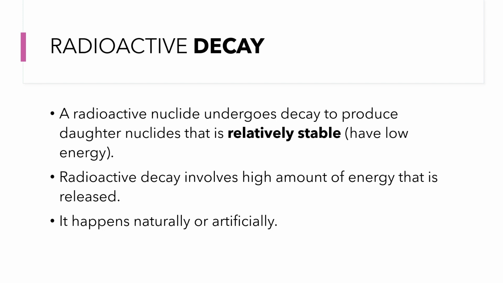That is their tendency. Atoms and compounds prefer a stable state. So a radioactive decay involves a high amount of energy being released. As we said earlier, it happens naturally or artificially. Some radioactive decays are a natural process. However, there are also artificial ones, which we call induced processes. One example is the video I showed earlier, in which we are bombarding the nuclei.